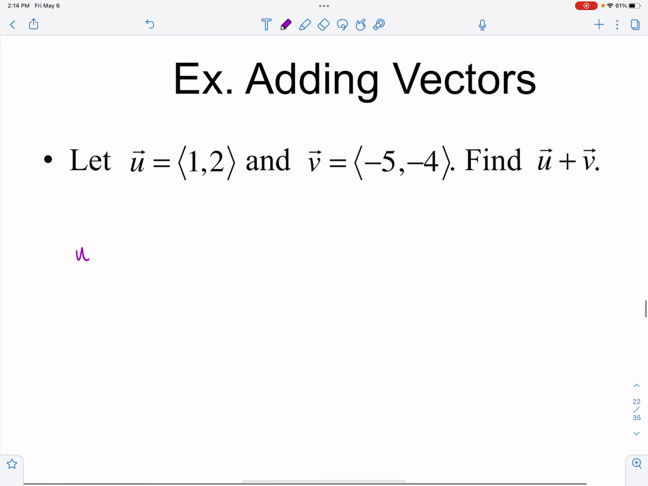So vector u plus vector v would be equal to 1 plus -5, comma, 2 plus -4.